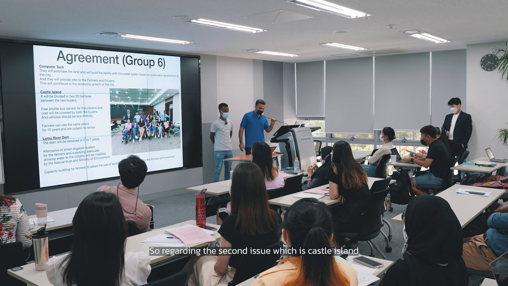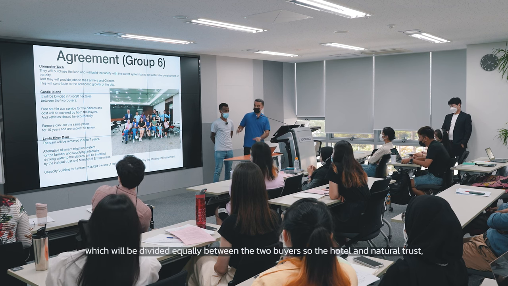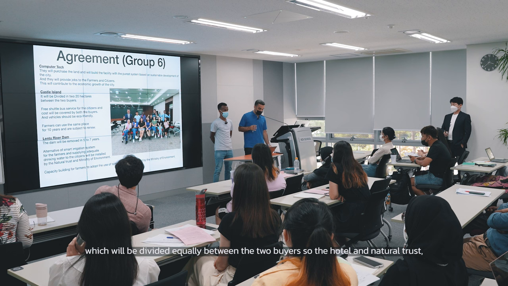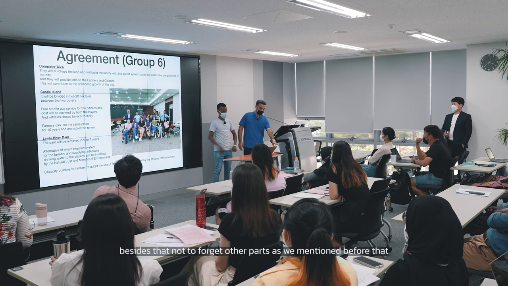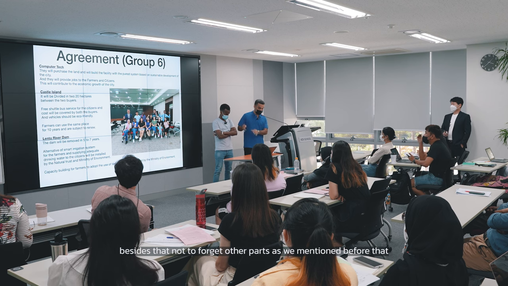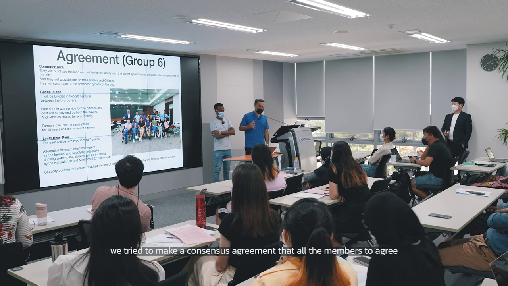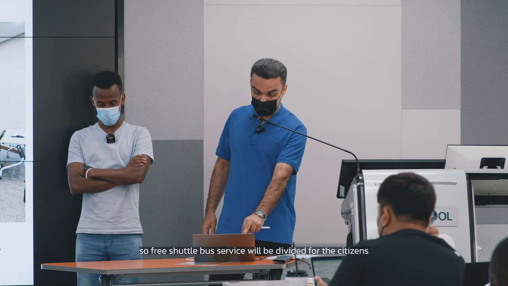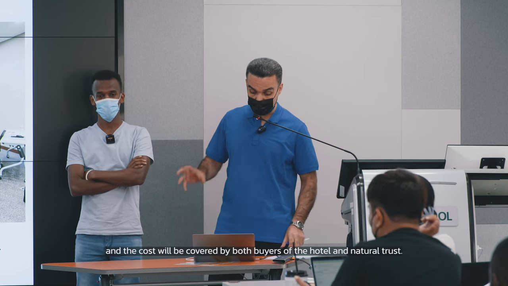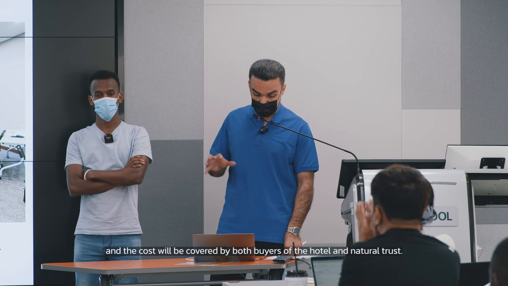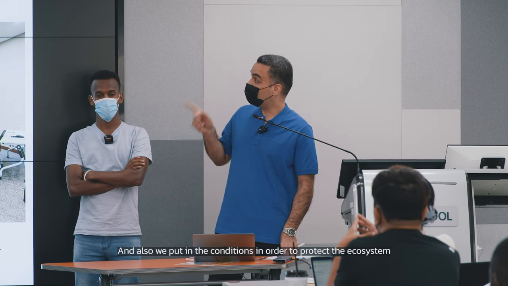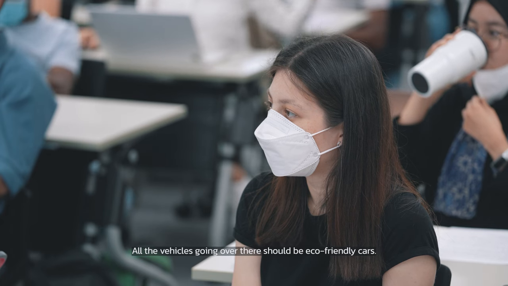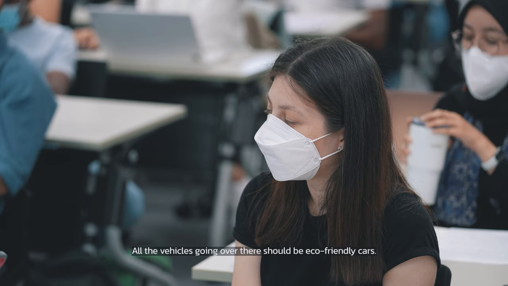So regarding the second issue, which is the Castle Island, the Castle Island will be divided equally between the two buyers, the hotel and the Natura Trust. And besides that, in order not to forget the other parts, as we mentioned before, we tried to make a consensus agreement that all the members agree. So a free shuttle bus service will be provided for the citizens, and the cost will be covered by both buyers, the hotel and the Natura Trust. And also, we put a condition in order to protect the ecosystem and the environment on the island, that all the vehicles going over there should be eco-friendly cars.